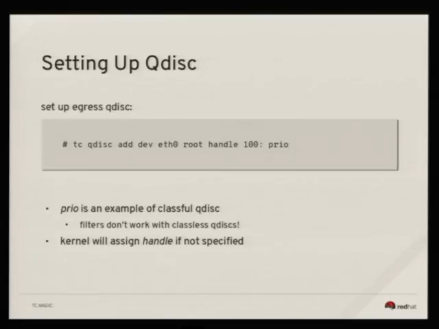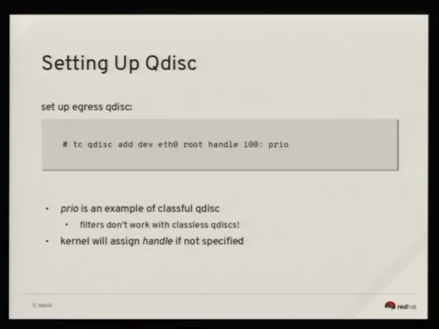Then the kernel will pick one handle itself, more or less a random one, and we would have to look it up. We will need the handle later to attach a filter. So if we did not specify a handle, the kernel would pick one, and we would have to look it up and use it.